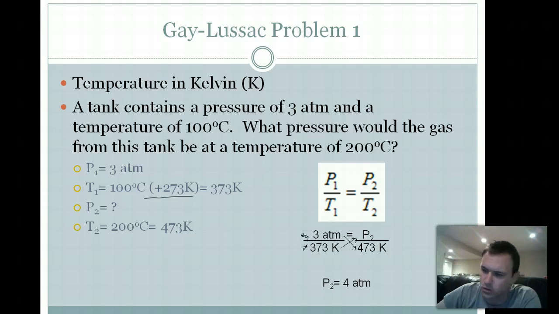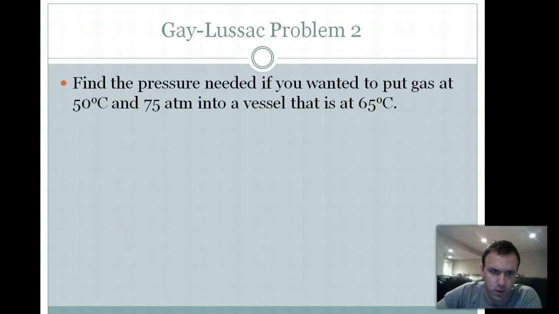You can do reciprocals too. If you don't know how to do that, then just cross multiply. And then one more, and then that'll be it for this video. Find the pressure needed if you wanted to put gas at 50 degrees Celsius and 75 atmospheres. So those two values, 50 degrees Celsius and 75 atmospheres, are together. That's going to be our first pressure and our first temperature.